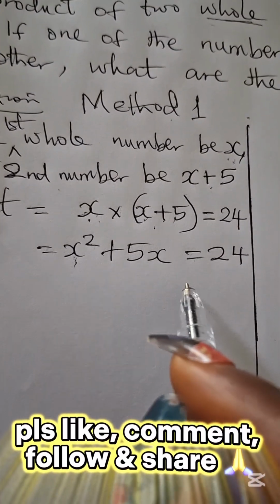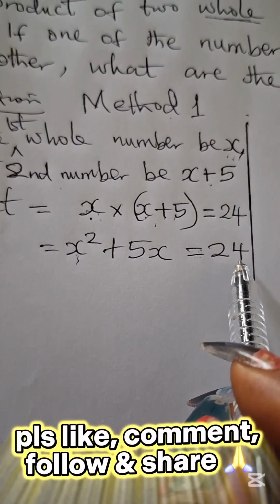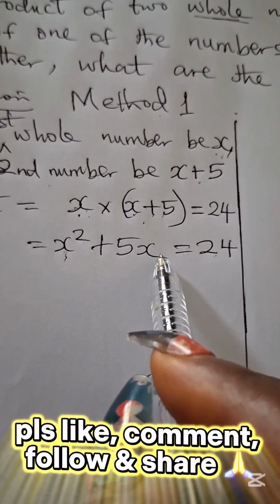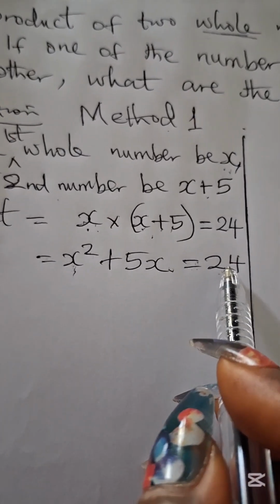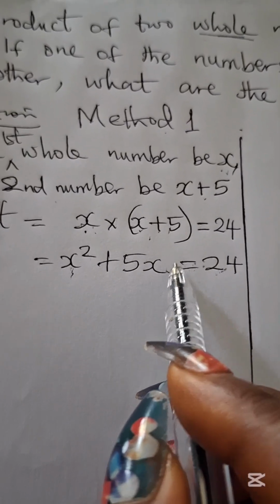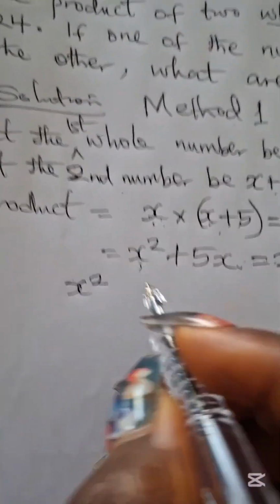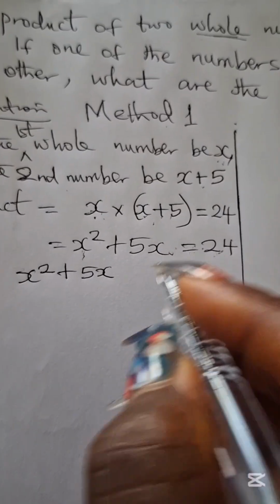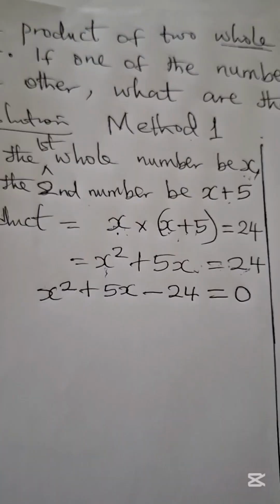For us to be able to solve this quadratic equation, we have to equate everything to 0. How do we do that? We have to move 24 to meet this other expression on the left, okay? So 24 has an imaginary plus, remember? So when it's crossing the equality sign, it changes to minus. So let's go. We now have x squared plus 5x. 24 crosses over and becomes minus 24. And this is now equal to 0.